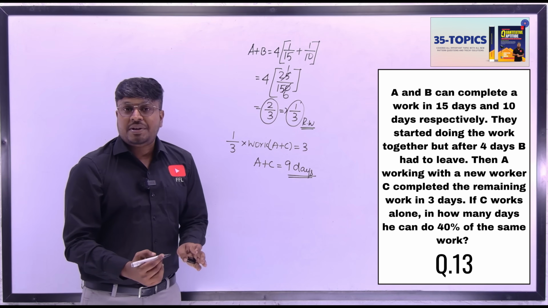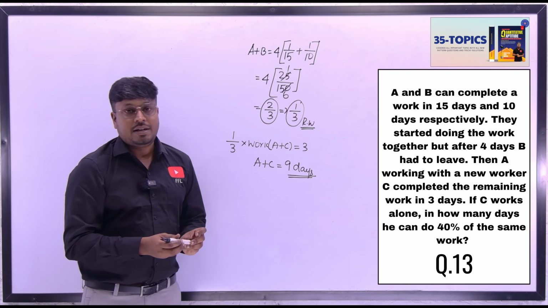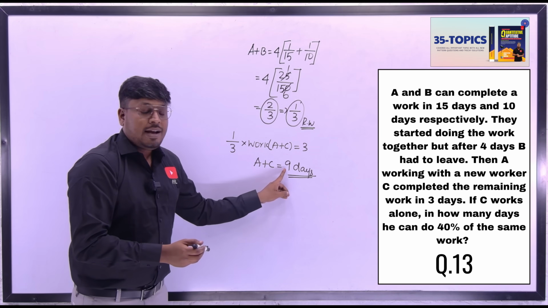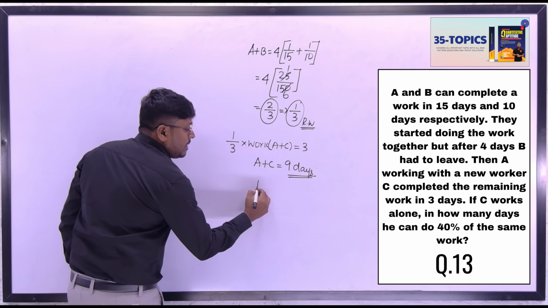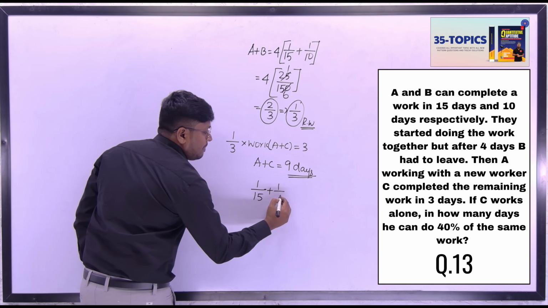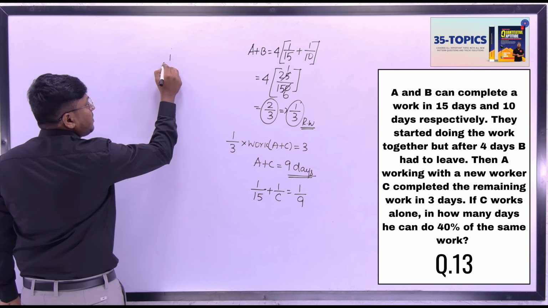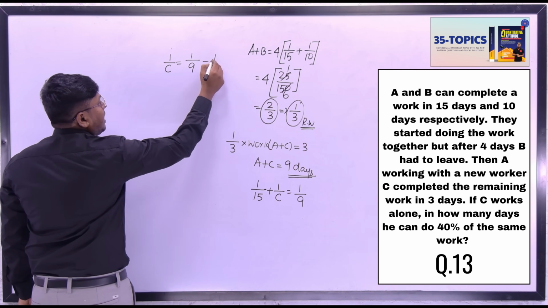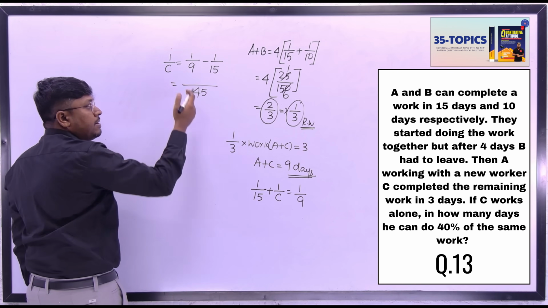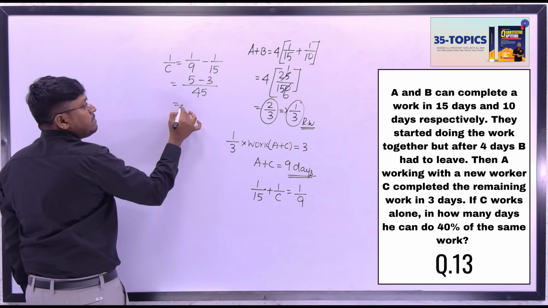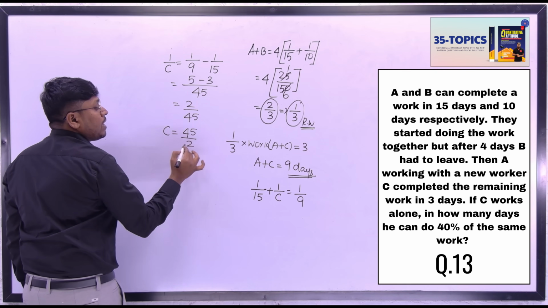So now according to the question, our target is to find how many days C alone takes to complete 40% of the work. We know A and C together take 9 days, and we know A alone completes the piece of work in 15 days. Finding the answer is easy. So A alone will be 15 days. So 1 by C is equal to 1 by 9, because both persons can complete a piece of work in 9 days, minus 1 by 15. So 45 can be the LCM. So this will be 5 times, this will be 3 times, 2 by 45. That means C alone can complete a piece of work in 45 by 2 days.